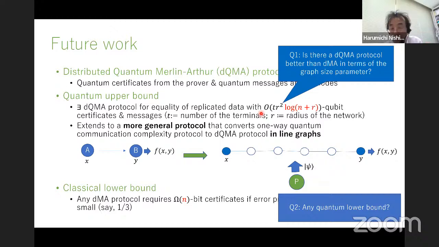The second question is, of course, the quantum lower bound. We show only the upper bound, just giving efficient protocols, but we don't know any lower bound. So if you have any lower bound using some information-theoretic technique, we would appreciate it. That's the end. Thank you very much.